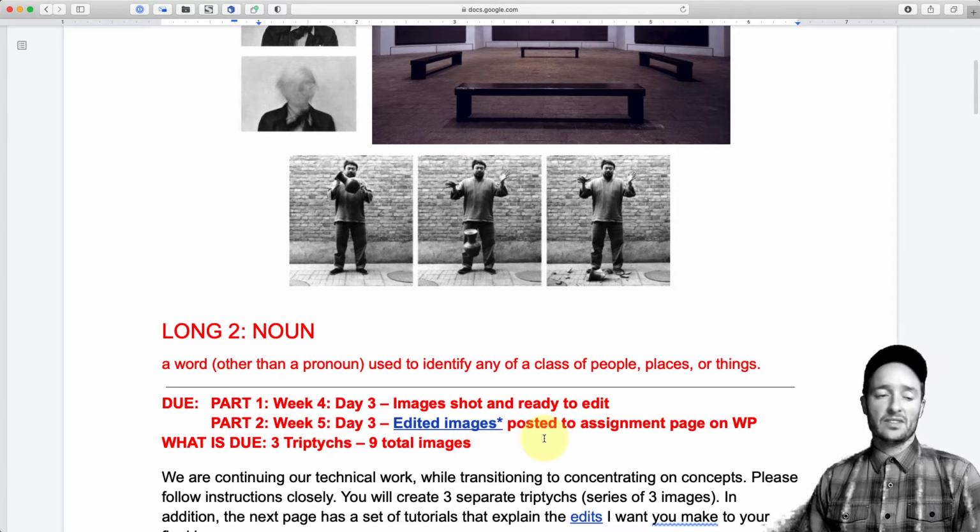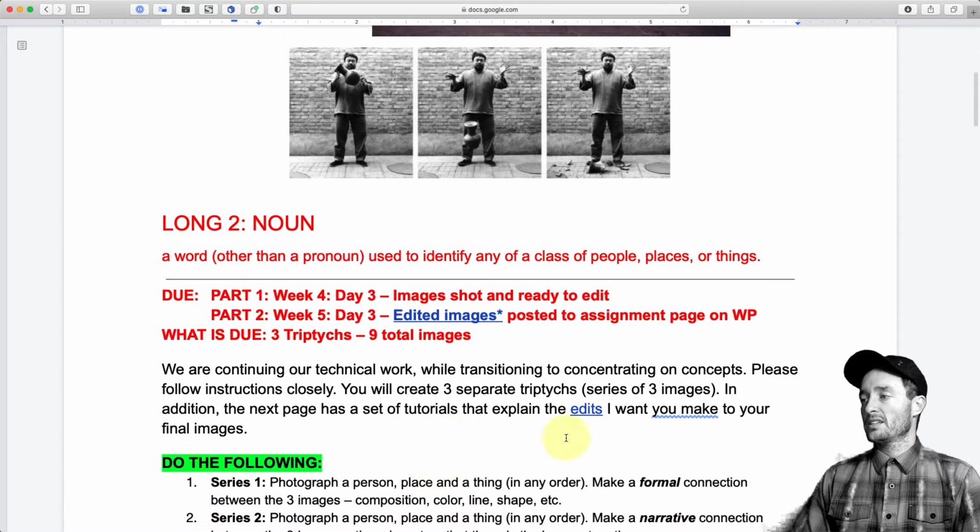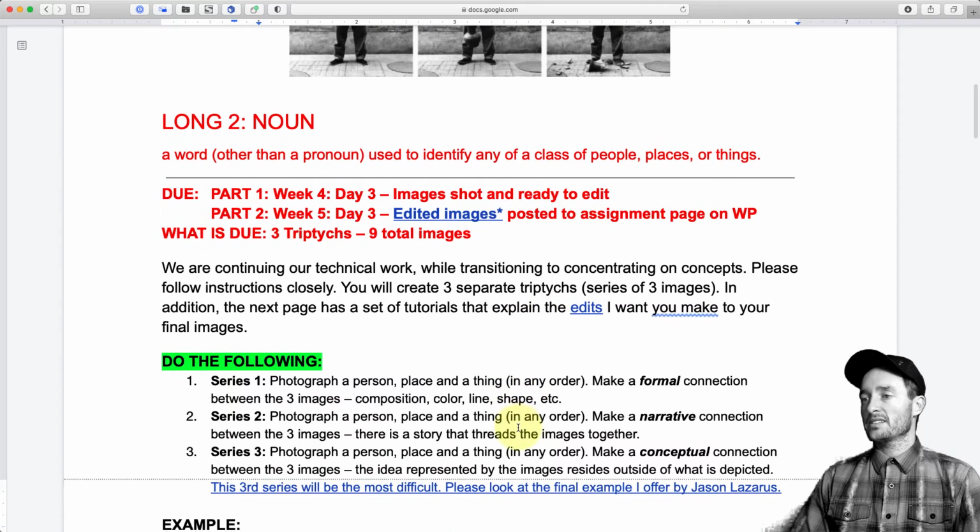For this assignment, you're going to be making what are called triptychs, and you're going to do 3 separate triptychs. Each one of those is going to include 3 images that are in a sequence or tethered together, so you'll have a total of 9 images. I'm going to go through that here so it makes sense.